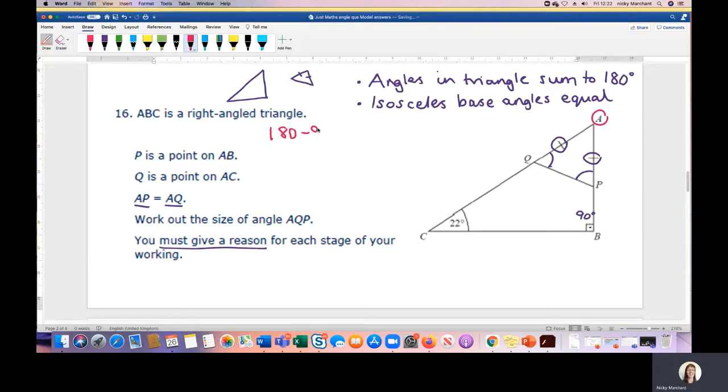Take away the 90. Now straight away you've got 90 left there, so make your calculations. If it's a non-calculator paper, you might want to do that first of all and just think we've got 90 degrees left. It makes the last bit easier to do perhaps. And we're going to take away the 22.